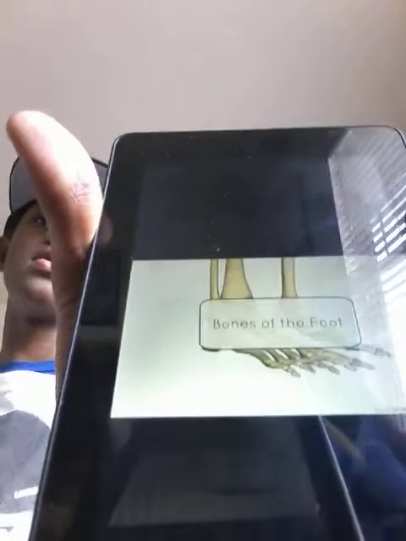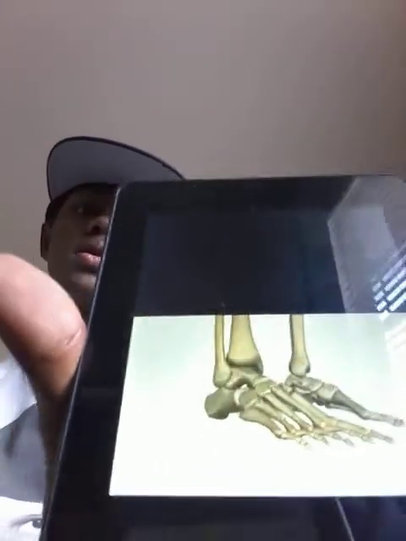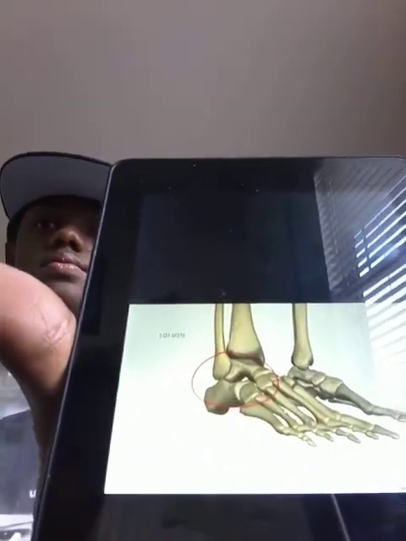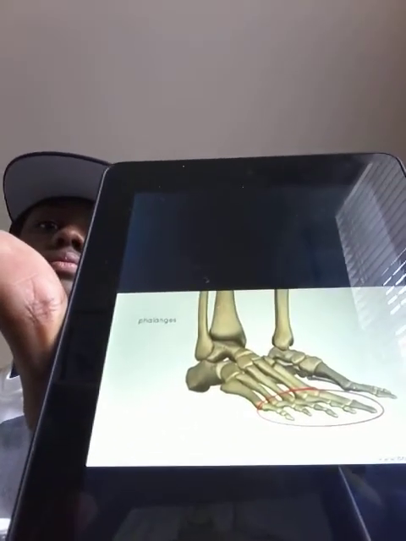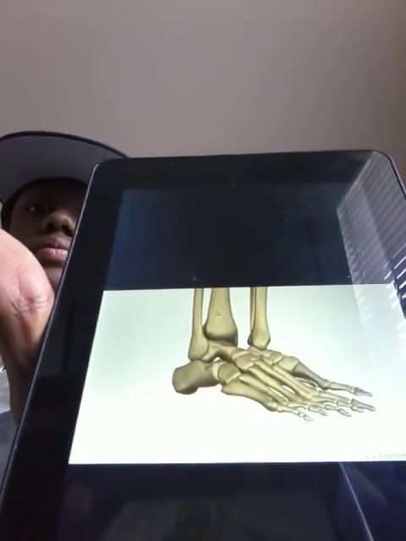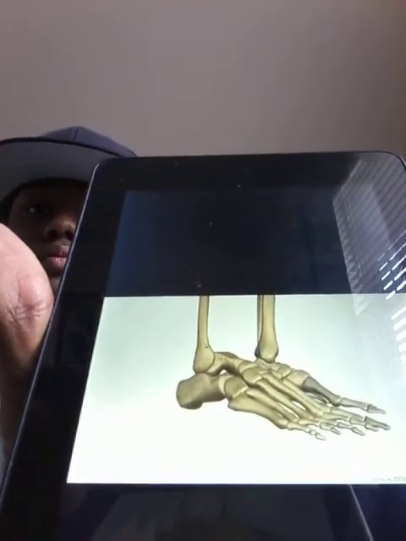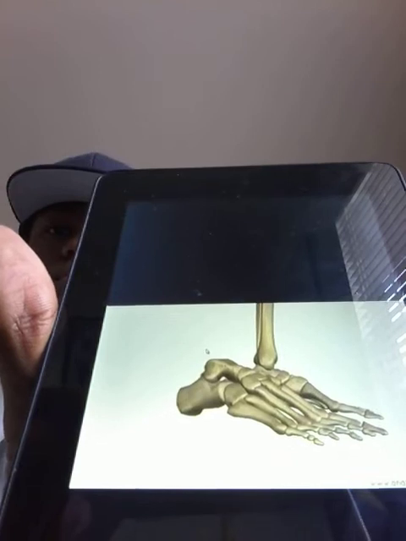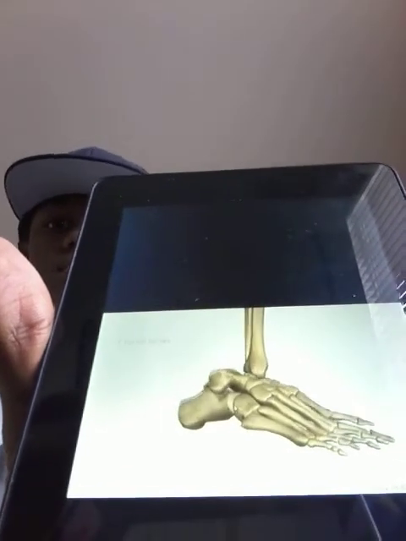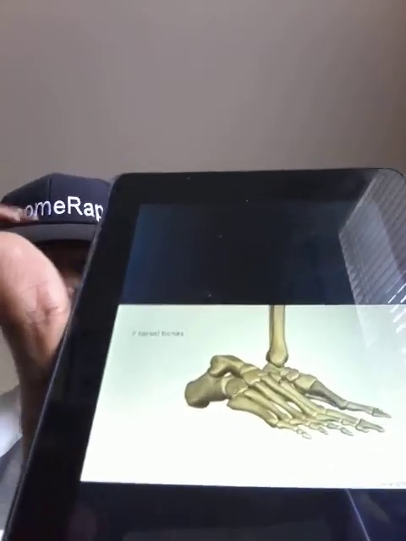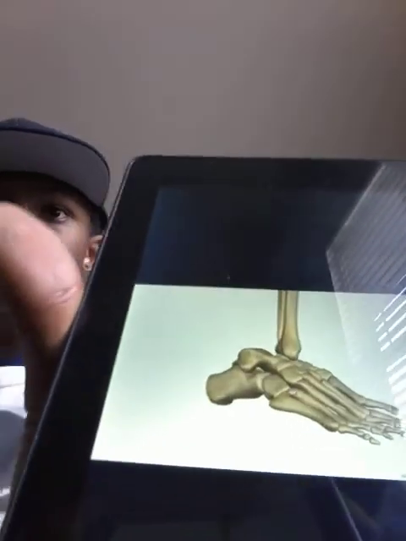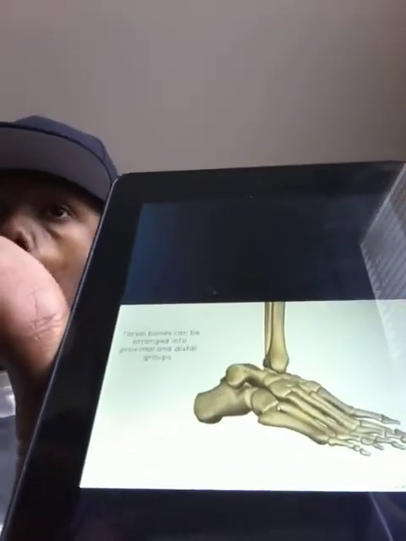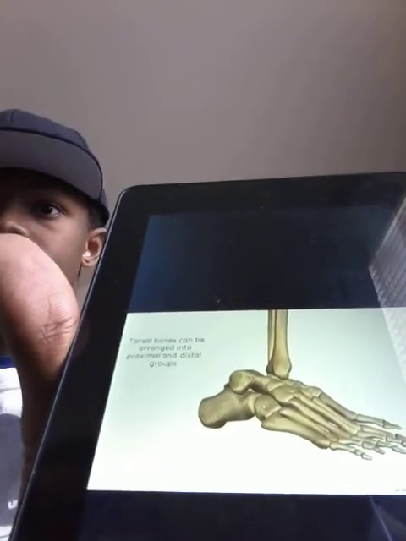Okay, this is a tutorial on the bones of the foot. So in the foot you've got tarsals, metatarsals and phalanges. So I'll just remove the tibia and the fibula so we can take a look at the tarsal bones first. So you've got 7 tarsal bones. These are the bones that come before the metatarsals and the phalanges, and you can separate the tarsal bones into a proximal and distal group.